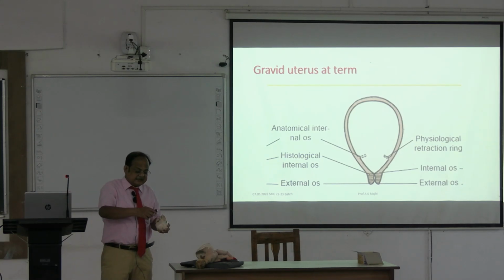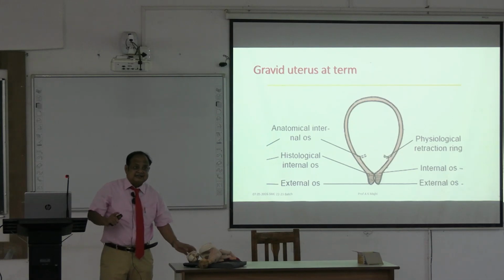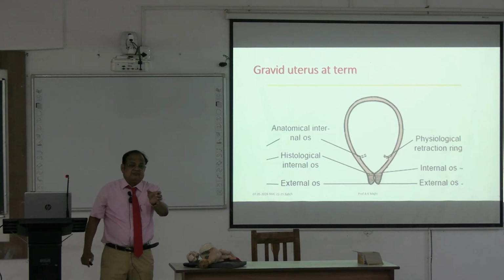And there is a ring in between the upper active segment and the lower passive segment. That is called the retraction ring, the physiological retraction ring. There are 3 rings, not the earring, in obstetrics. One is the physiological, and when there is obstruction, that retraction is also palpable outside. That is called pathological retraction. That is called Bandl's ring. And another is the constriction ring. Any ring formed during labor can cause obstructed labor or prolonged labor.